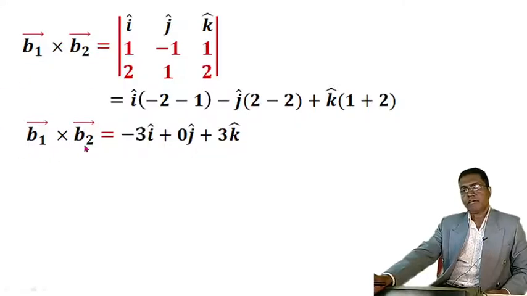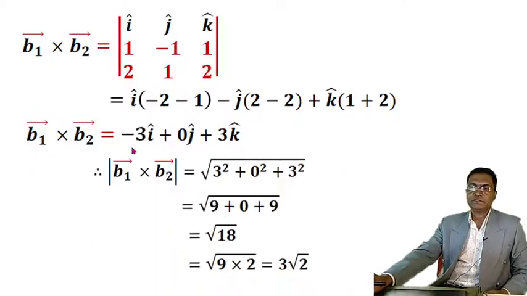Now you have to find the magnitude of this vector. Magnitude means square root of the sum of the squares of the coefficients of i, j, k. So minus 3 square becomes positive. Simply you can write 3 square, 0 square, 3 square. So 9 plus 9 is 18, and 18 can be written as 9 into 2. The square root of 9 is 3. So 3 root 2 is the magnitude of b1 cross b2.